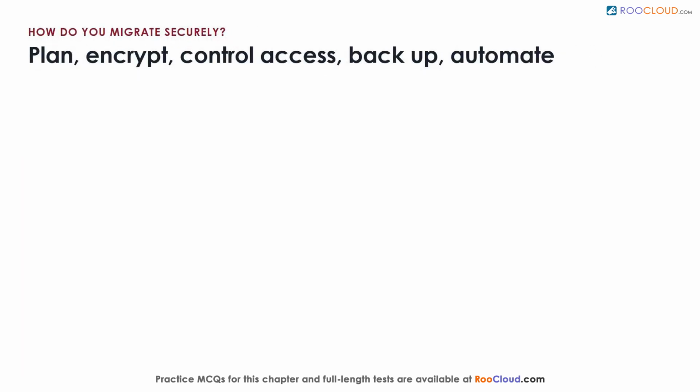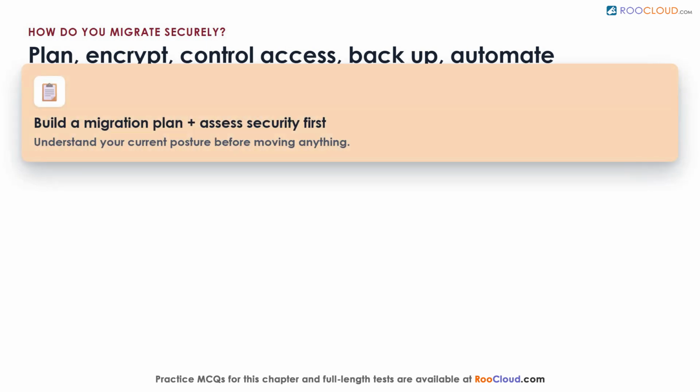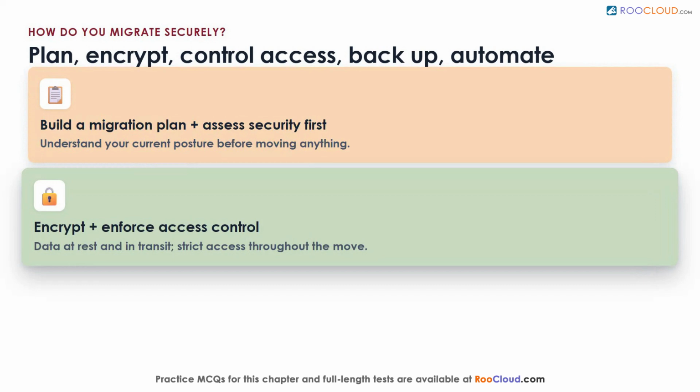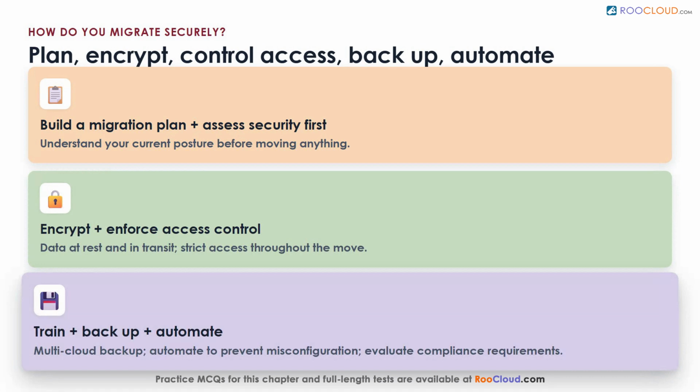So how do you migrate securely? With careful planning. Build a migration plan and assess your current security first. Encrypt data both at rest and in transit. Enforce strict access control throughout the move. Evaluate the regulations you must meet. Train your people and back up your data, ideally across more than one provider. And automate the process to avoid misconfiguration.